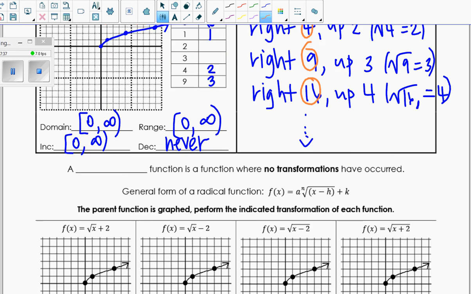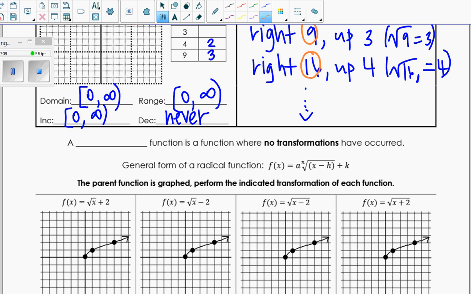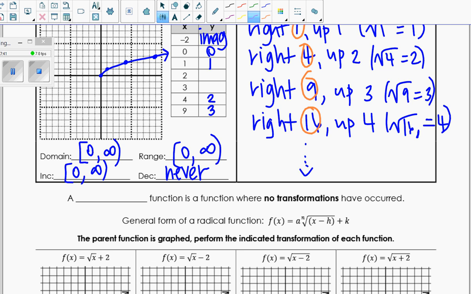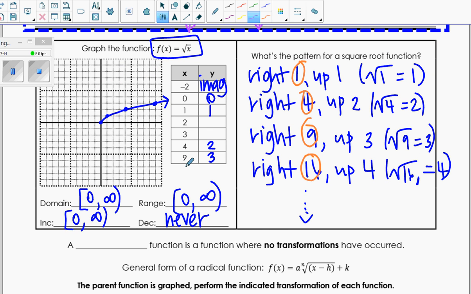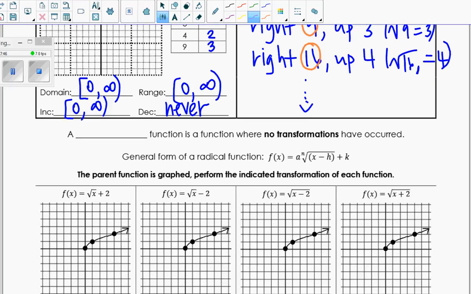So what we're going to focus on today is graphing these without having to use a table. Obviously, we're not going to build a table every single time. So in order to do that, we're going to focus on our parent function and transformations. A parent function just means a function where no transformations have occurred. So what we just graphed was the parent function of the square root of x. If you had just y equals x squared, that would be the parent function of a quadratic.